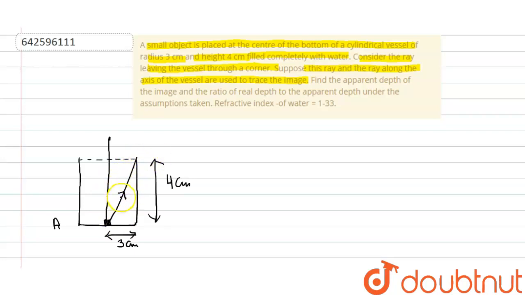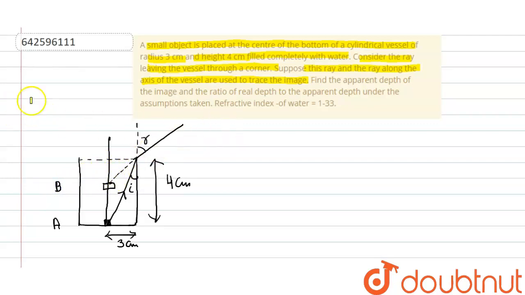As this ray is leaving water and is going from water to air, it will refract like this. So it will refract by an angle r, and this angle is called small r, the refraction angle, and this will be the incident angle. So if we extend this ray, our image will be formed here. Let's call this position B. Our image will be formed here.